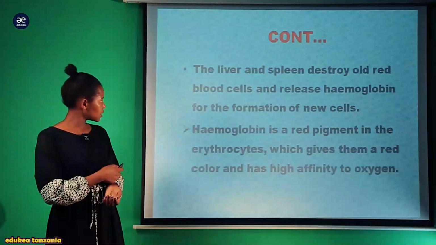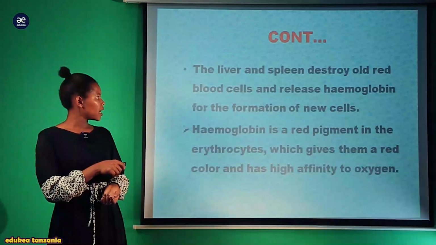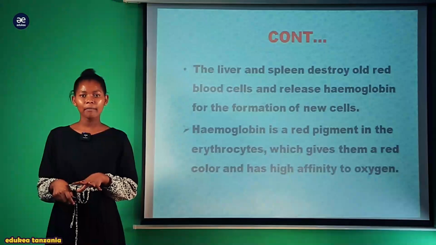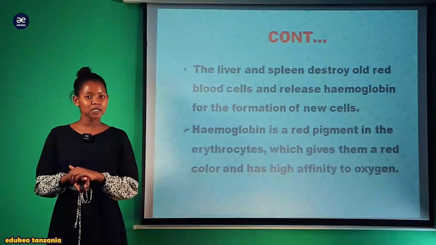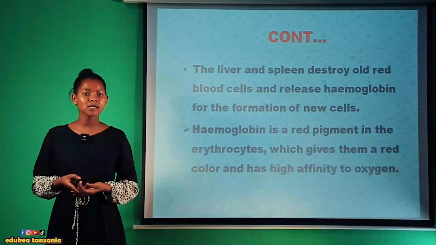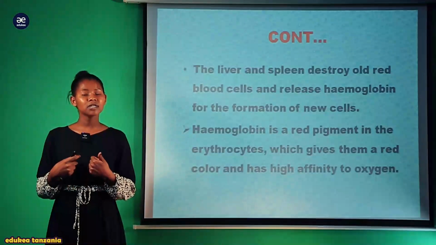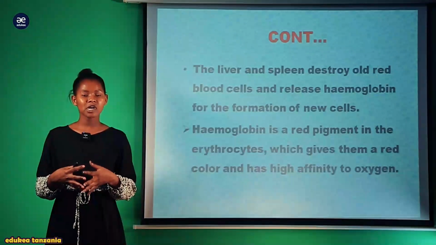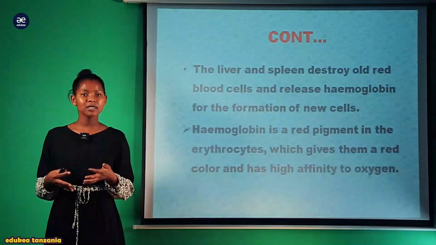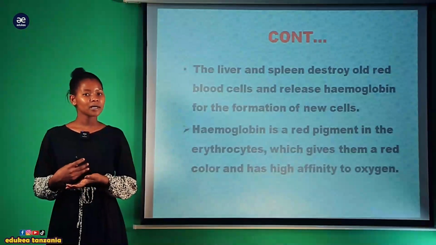And now tukiangalia pia, the liver and the spleen destroy all the red blood cells and release hemoglobin for the formation of new cells. After their life, tumeona kwamba red blood cells are capable of living 120 days. After then they die out and they are termed as worn out cells. For destruction, the destruction is in the liver. Liver ndo inafanya destruction ya red blood cells ambazo zimekufa. Then after being destructed, hemoglobin inabaki kwa ajili ya kutengenezea another new red blood cell.